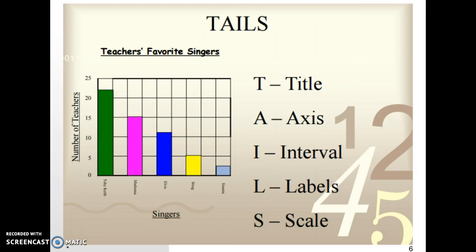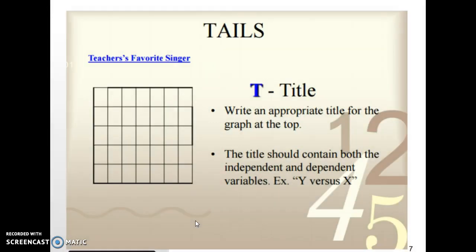Now there's one more thing that this should have, which would be a key, but not every graph has a key, so that's not included in the TAILS. All right, TAILS, T for title.